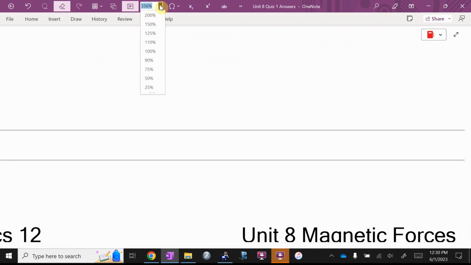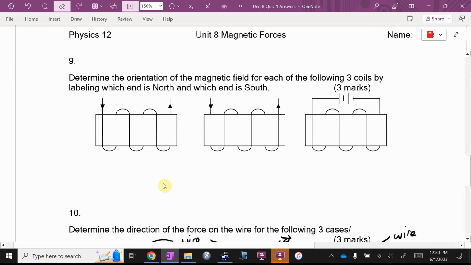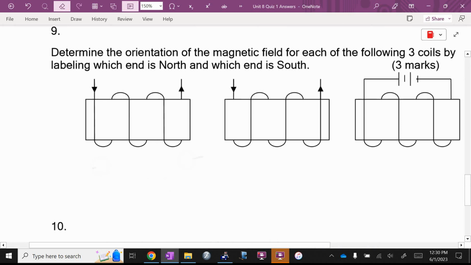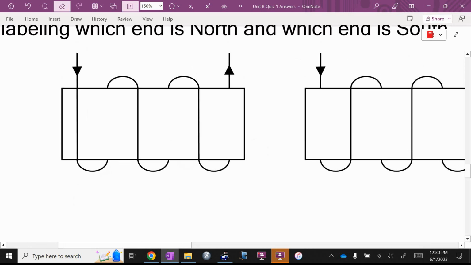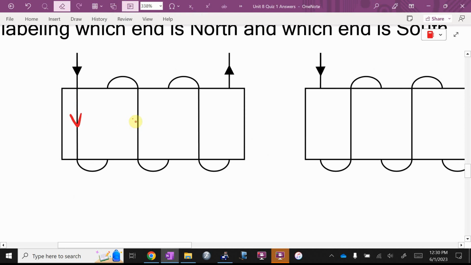Turn the page. So that page, I guess, was out of 8. Determine the orientation of the magnetic field for each of the following 3 coils. So 1 mark each. Let's see. Current is going this way, this way, this way. Yes? So I imagine holding the solenoid. I can hold it like this, or I can hold it like this.